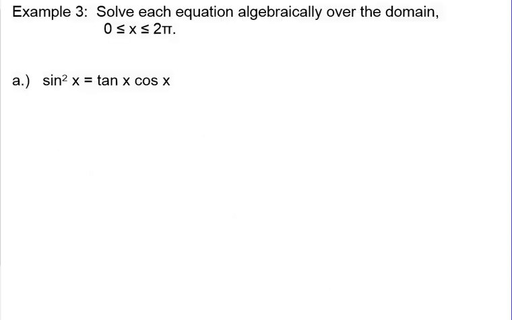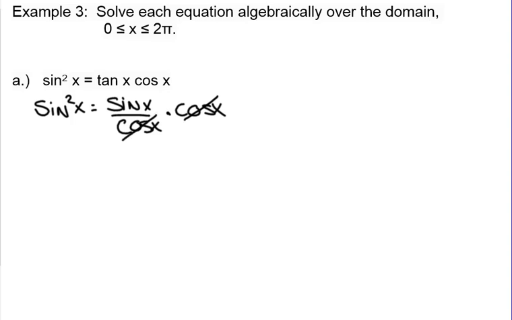Our next one, solve each one over the domain. Looking here, I would say we've got sine squared is equal to tan x times cos. We've got 3 different identities. I would try and simplify. So sine squared x is equal to, well, tangent is really sine over cos times our cos. Our cos values are going to reduce. This means we have sine squared x is equal to sine of x. I would move our sine to the other side.